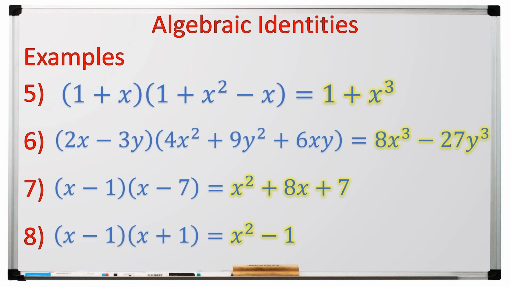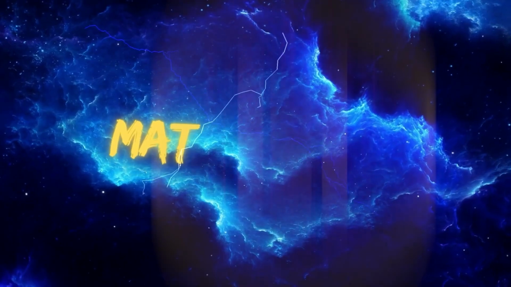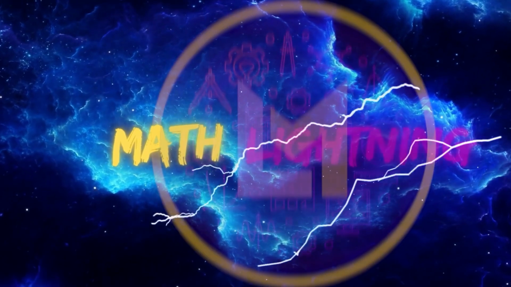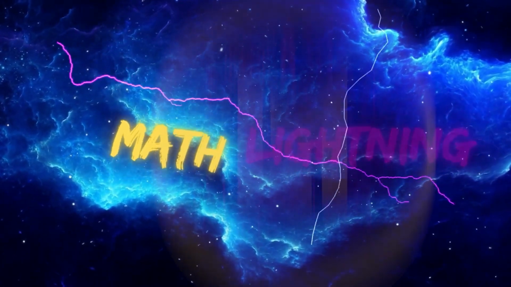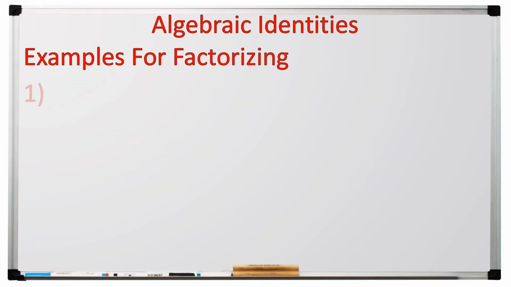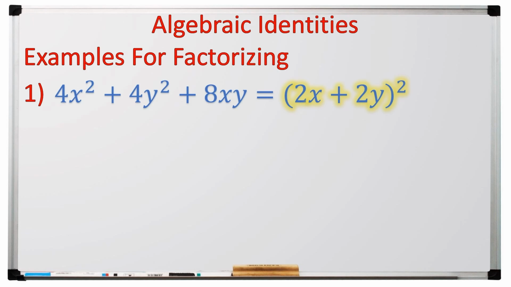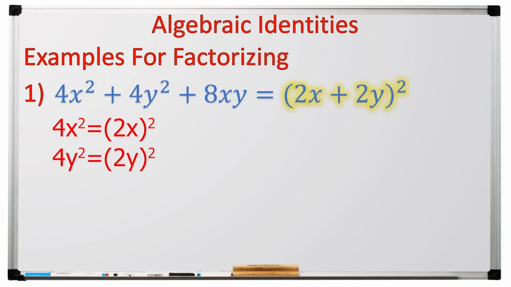Another important concept related to identities is factorization. Factorization is the reverse form of identities. Here are some examples of factorization. We can express 4x squared as 2x power 2. Similarly, we can represent 4y squared as 2y power 2.